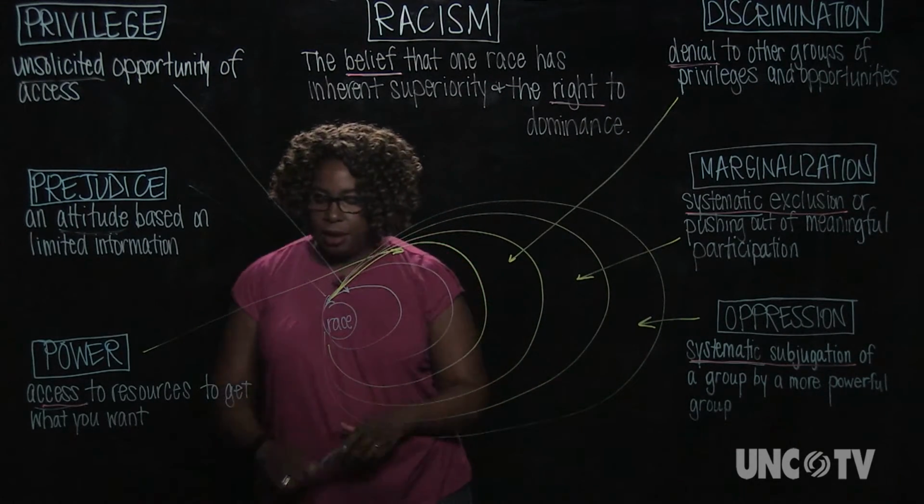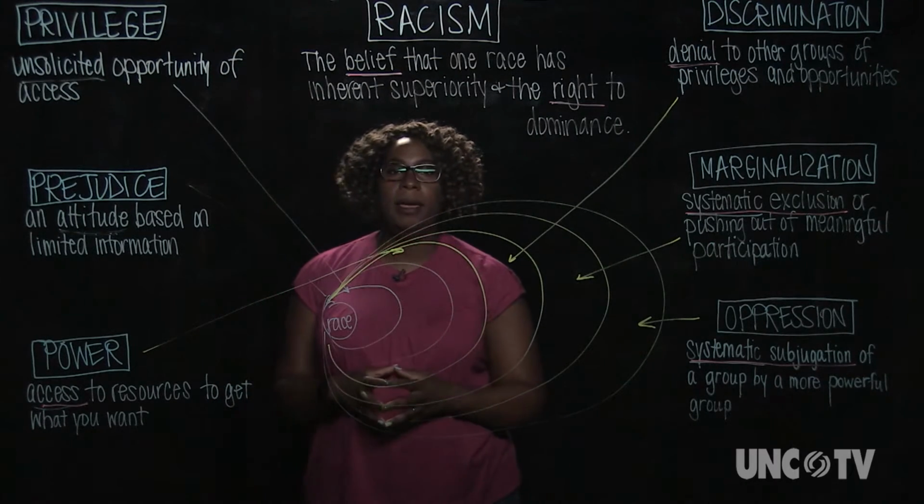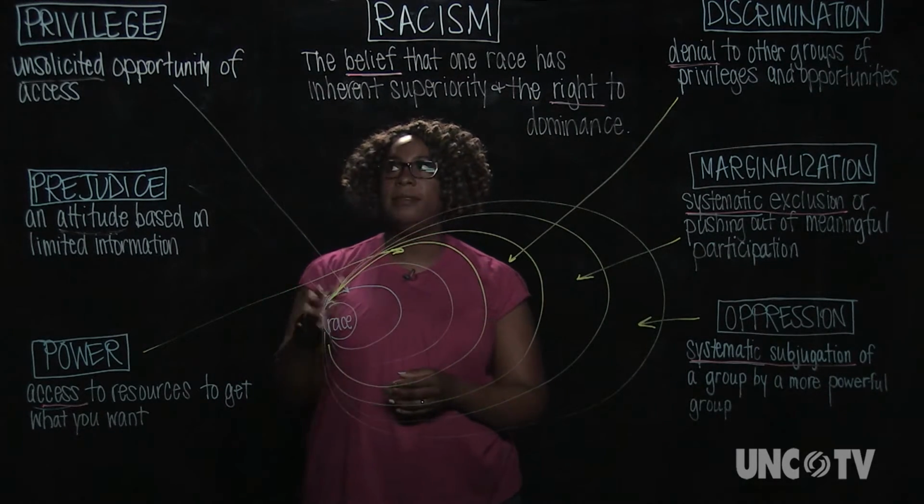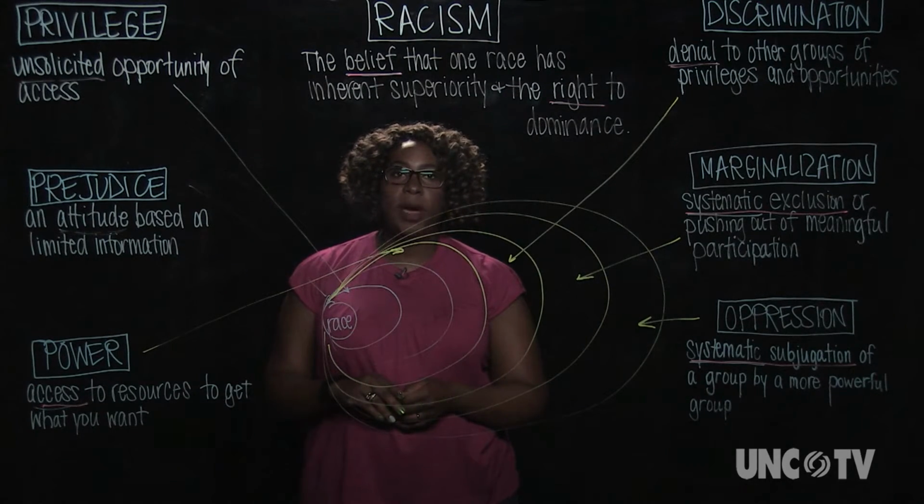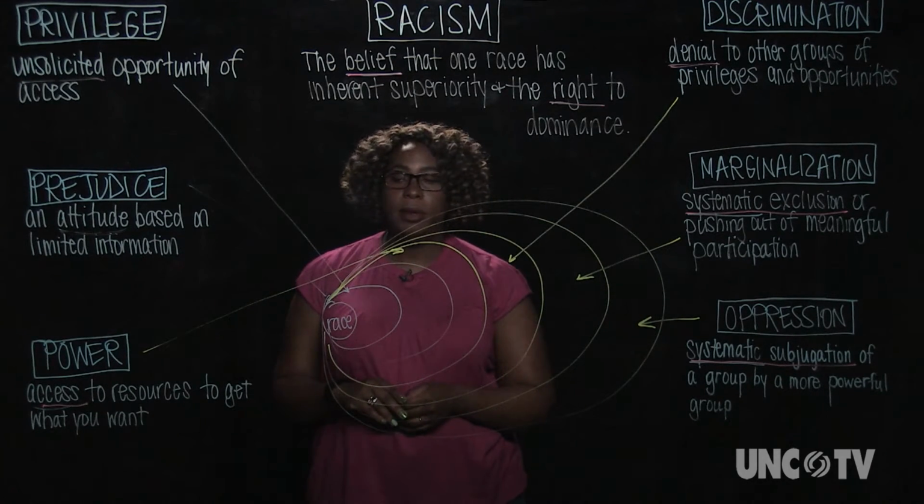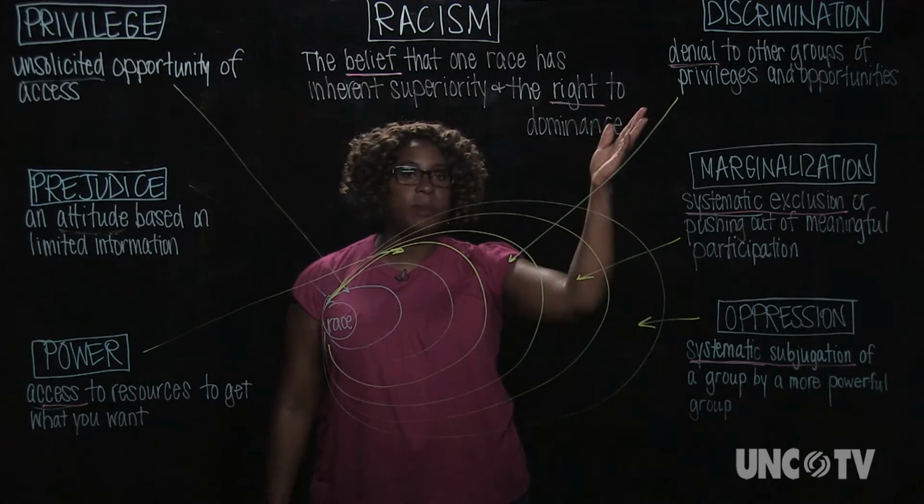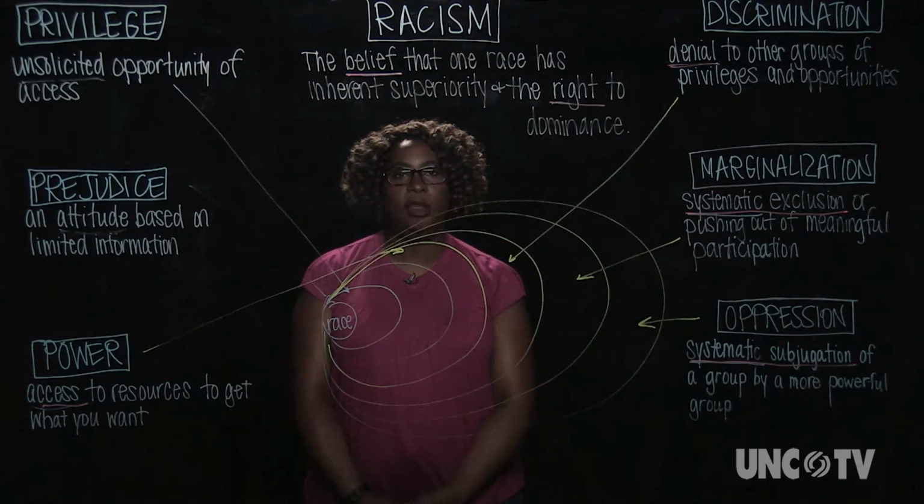So as we can see, these components of racism begin at a micro level with race, privilege, and prejudice, and move to a macro level beginning with power, discrimination, marginalization, and oppression.